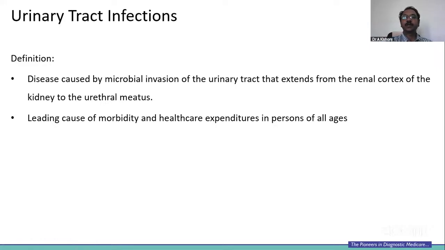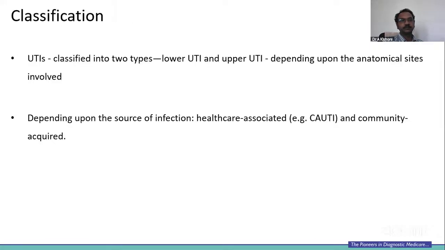It's a disease caused by microbial invasion of the urinary tract that extends from the renal cortex of the kidney to the urethral meatus. So it is the distance between the renal cortex and the urethral meatus. It mainly causes morbidity and also healthcare expenditures in persons of all ages. So the reason why it is very important is, not only the morbidity, but also it causes healthcare expenditure, not only from the community associated infections, but also from hospital acquired infections.